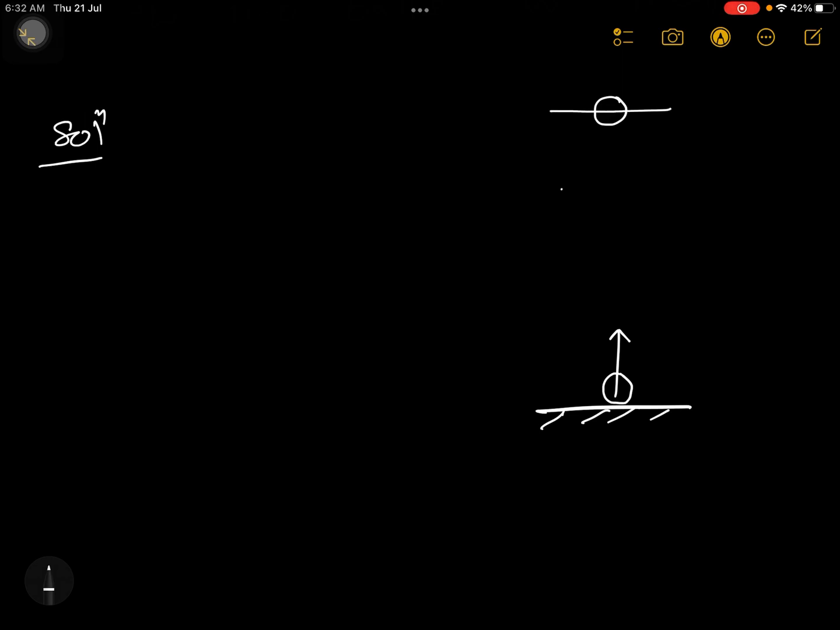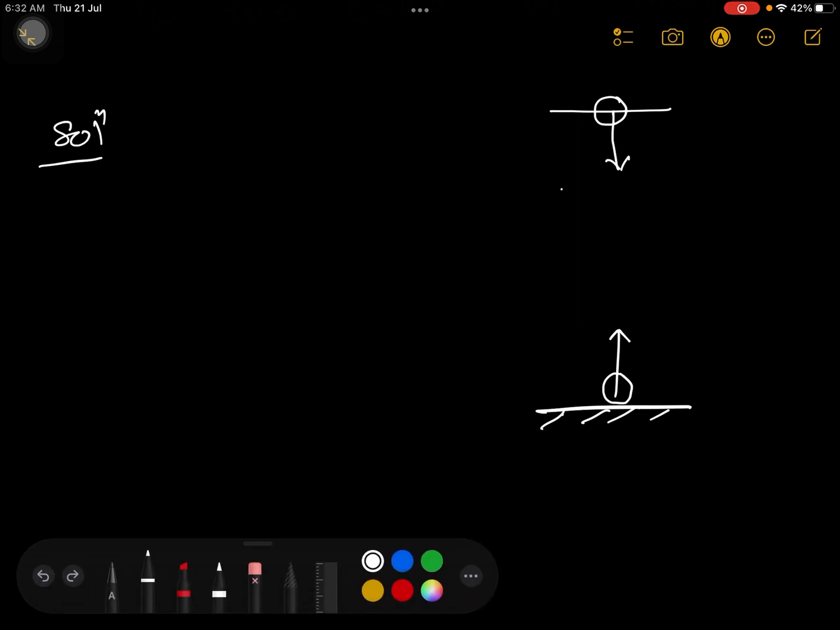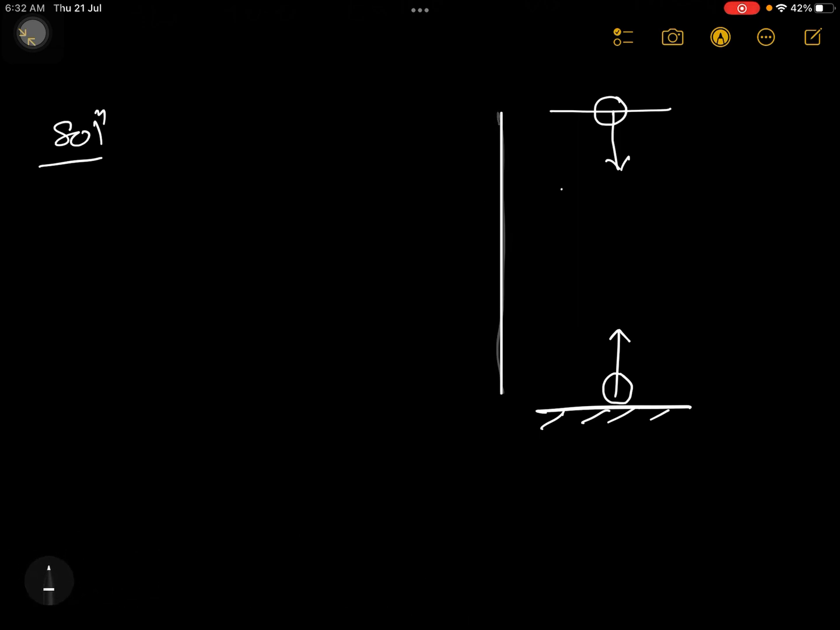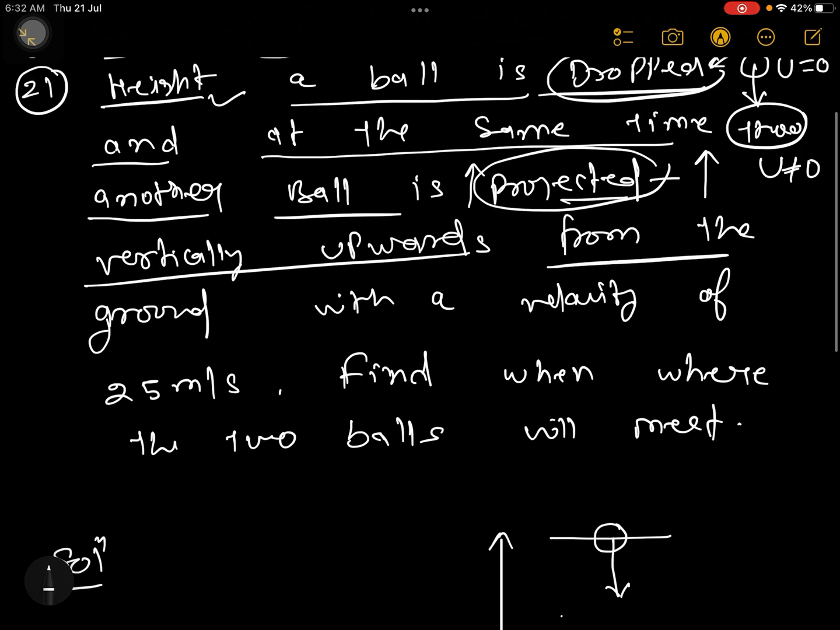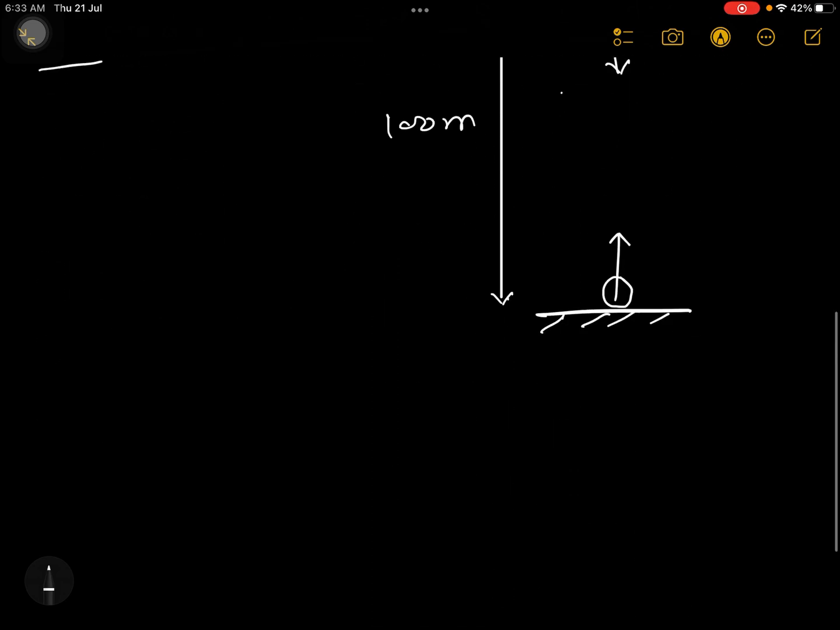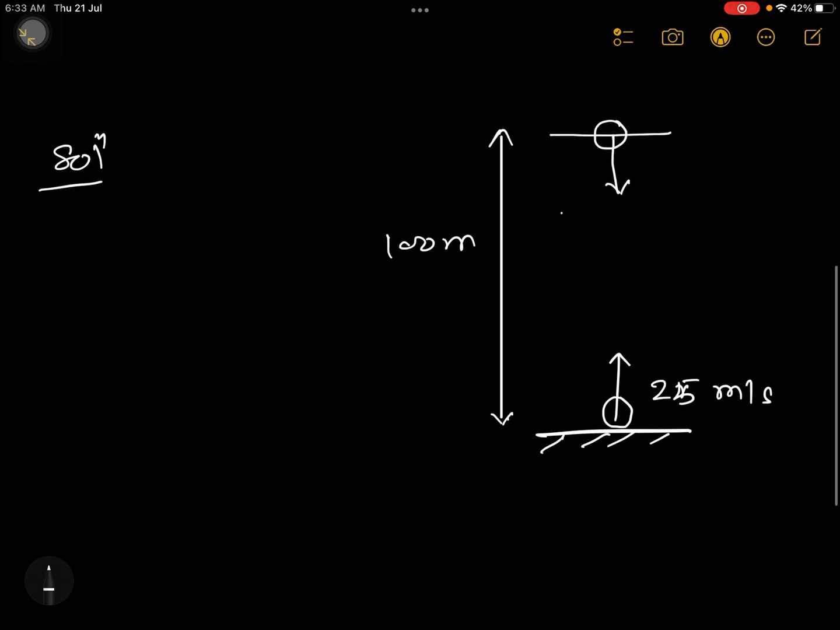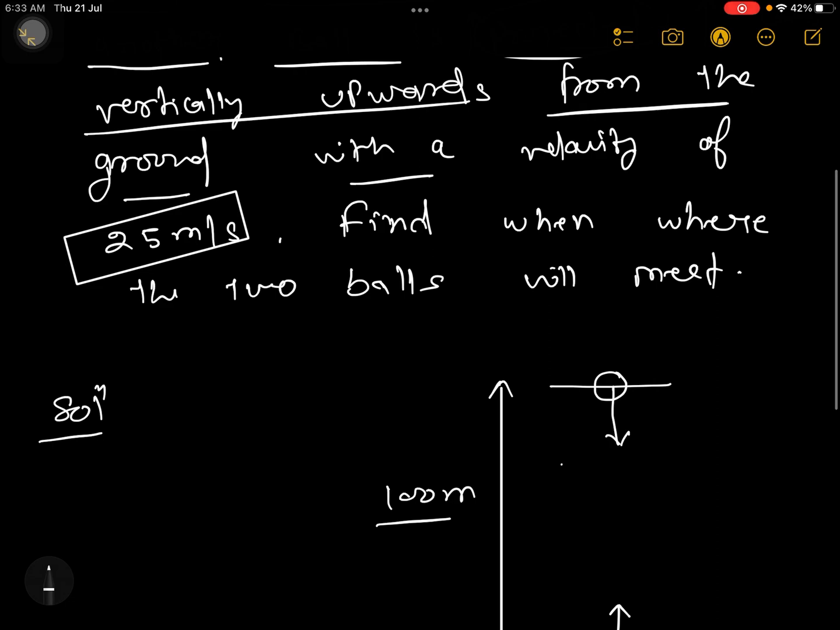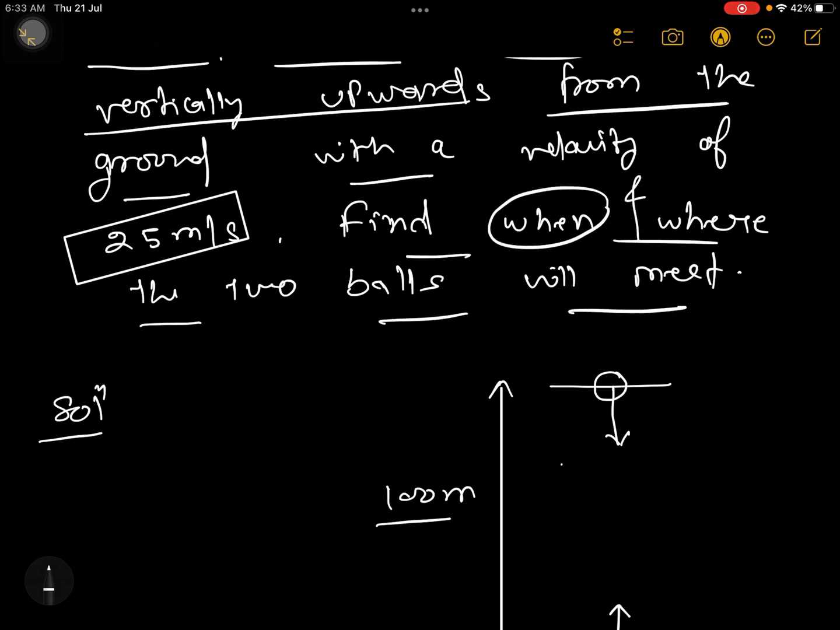So we are throwing the ball from a height. Suppose, sorry, I will correct this, suppose this total height is 100 meter. This is given, and then they are saying from the ground we are throwing with a velocity of 25 meter per second. Of course, when you are throwing the ball, you should have a velocity. So 25 meter per second velocity, and the total distance is 100 meter. But they are saying find when and where the two balls will meet.